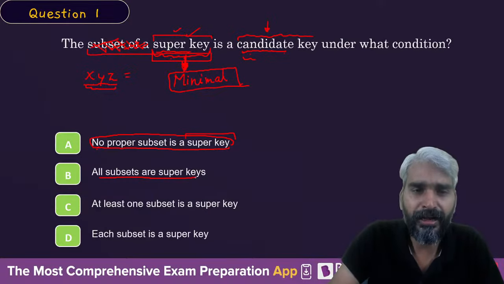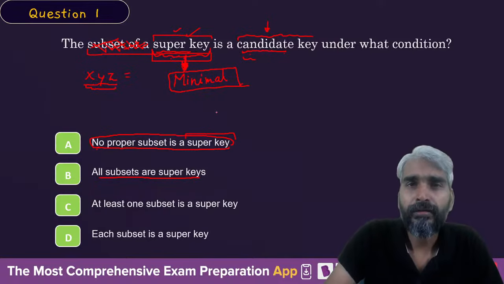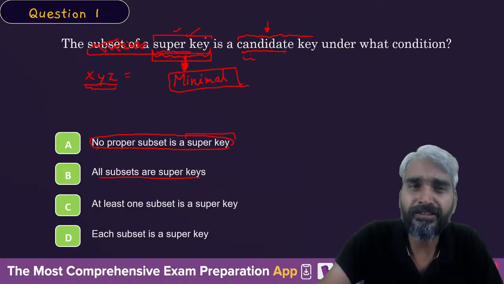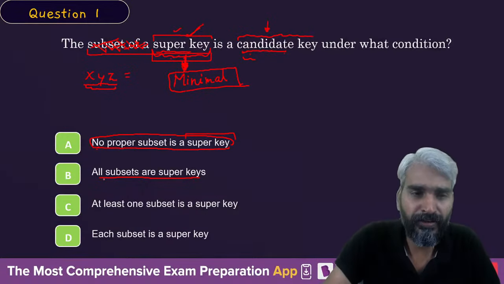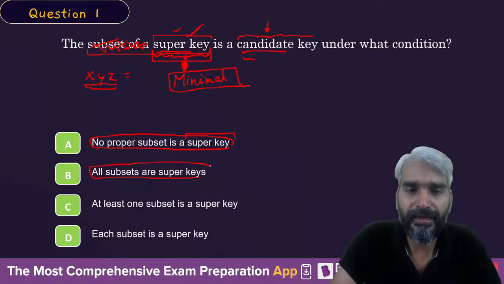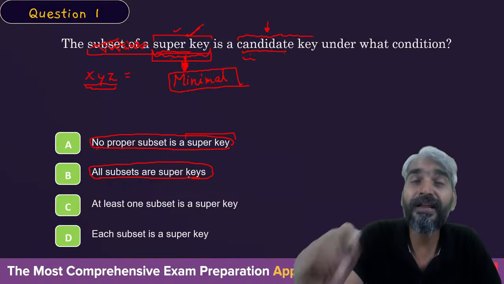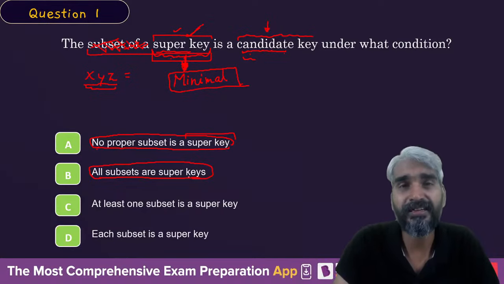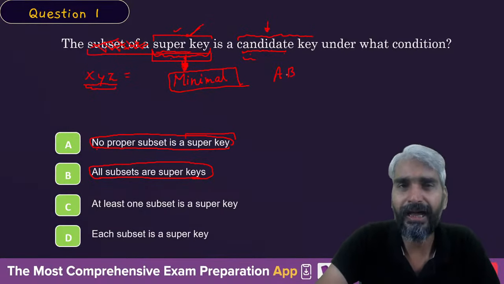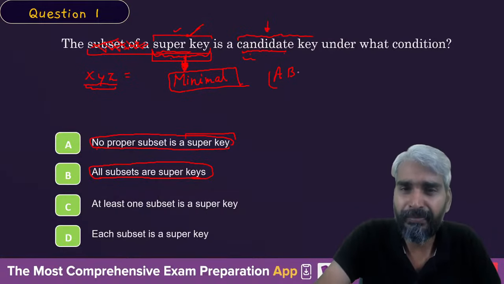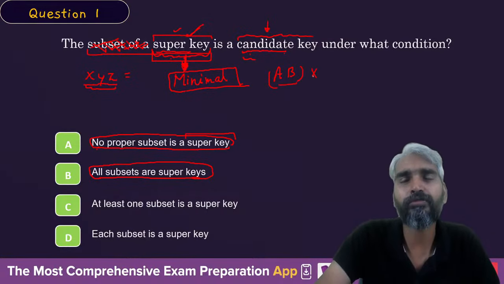All subsets are super key. If all subsets of a super key are super keys, it means every attribute of the relation is a candidate key. And if A and B both are candidate keys, then AB together cannot be a candidate key. It will just be a super key.